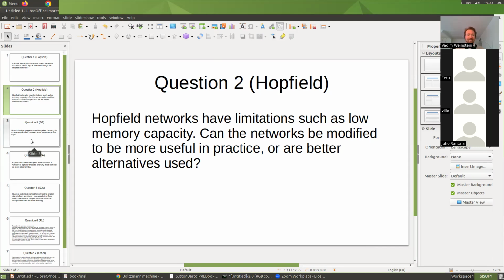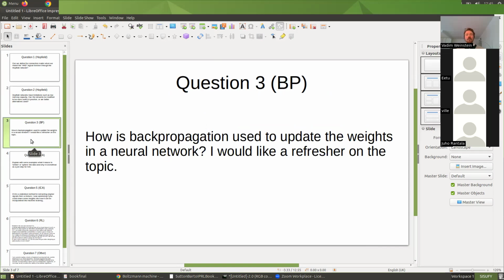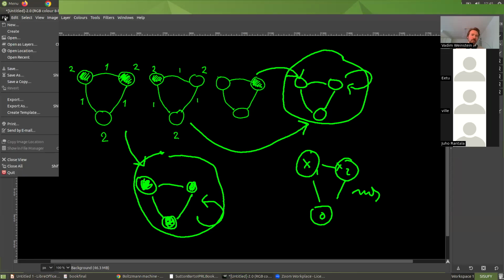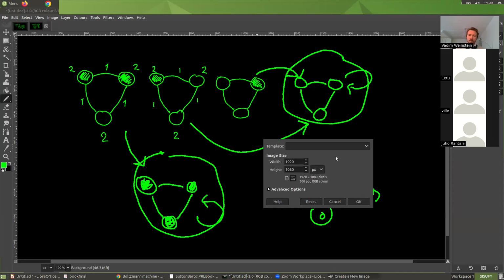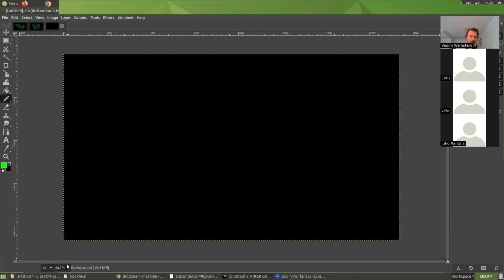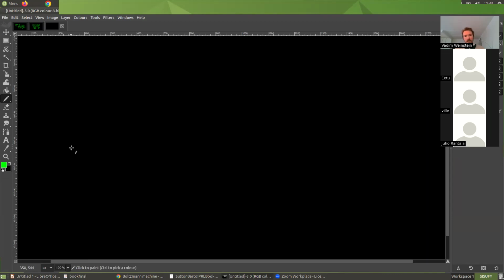Let's move on. Question 3, backpropagation. Okay, let's review backpropagation. How is backpropagation used to update the weights in a neural network? I would like a refresh on this topic. Okay, so whenever we want to apply backpropagation, it's because we want to basically find a local minimum.